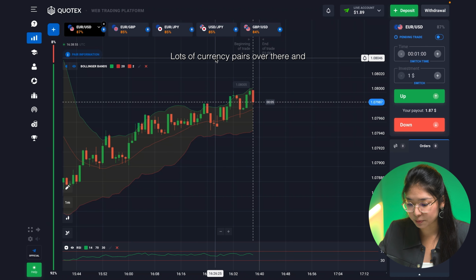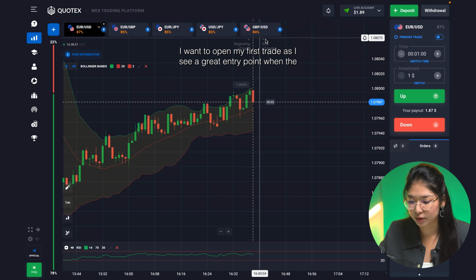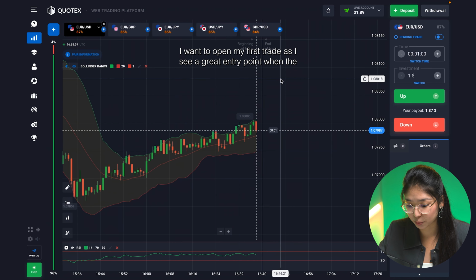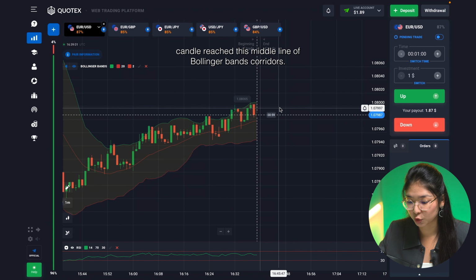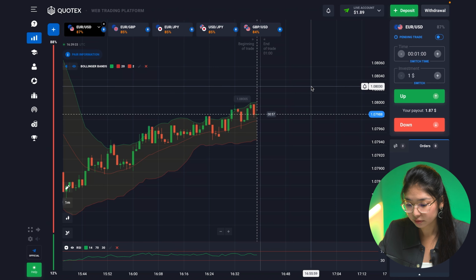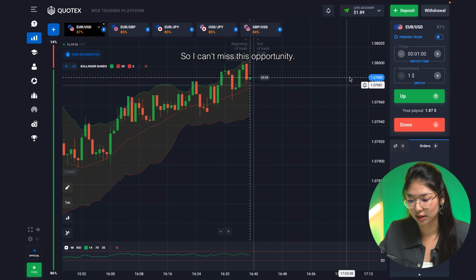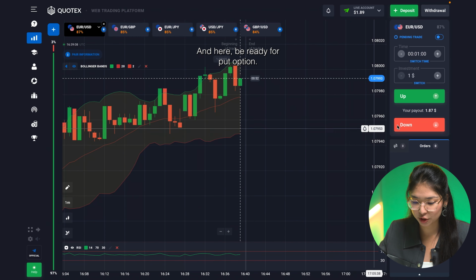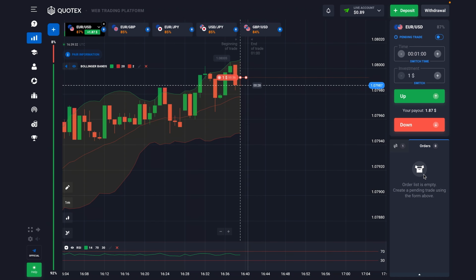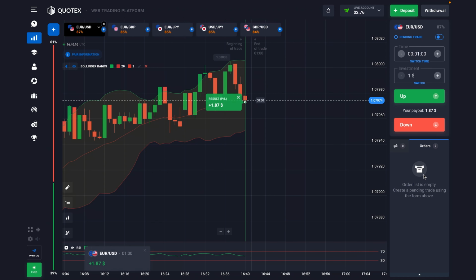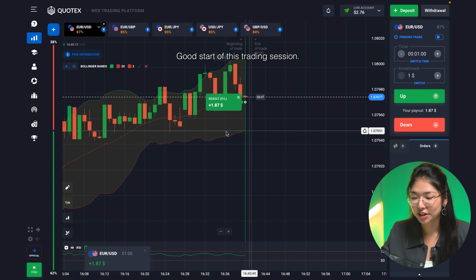So, lots of currency pairs over there. I want to open my first trade, and I see a great entry point when the candle reached the middle line of the Bollinger Bands corridor. I can't miss this opportunity, guys. And here, be ready for put option. Guys, that's amazing. Good start of this trading session.